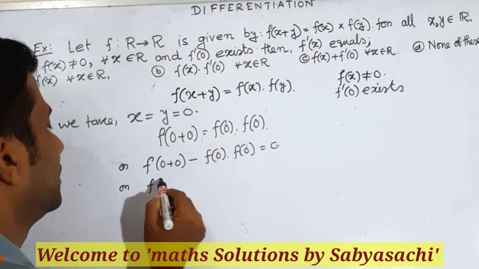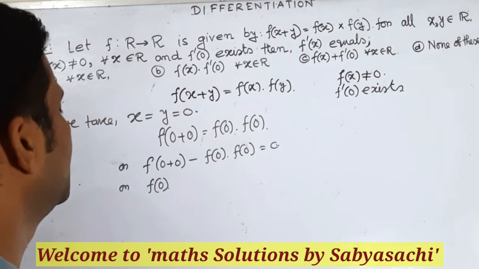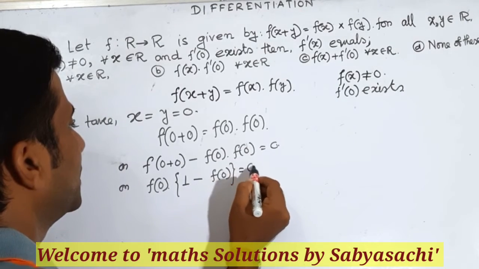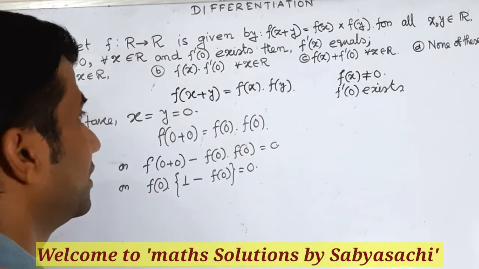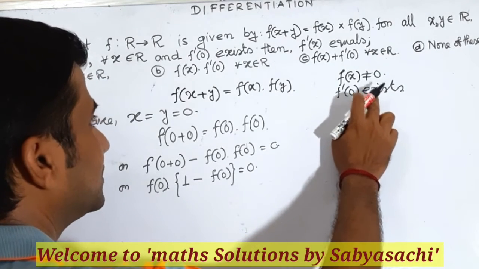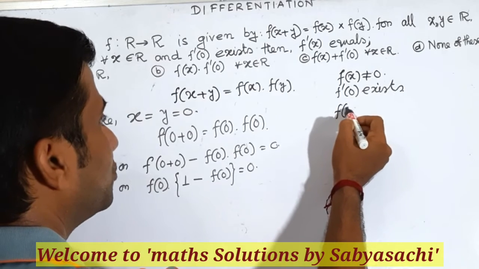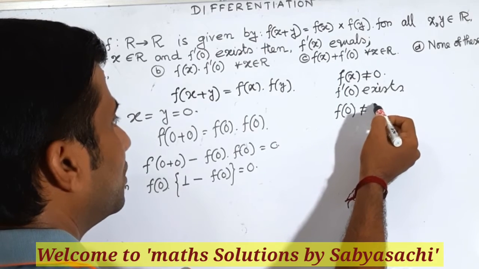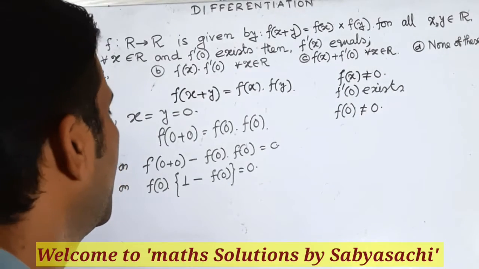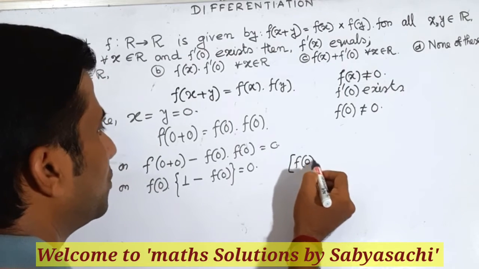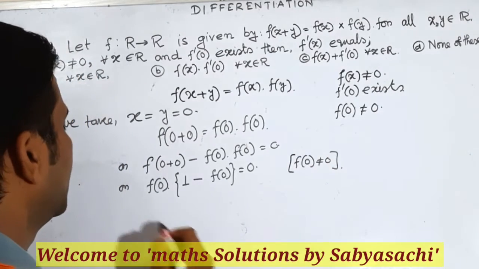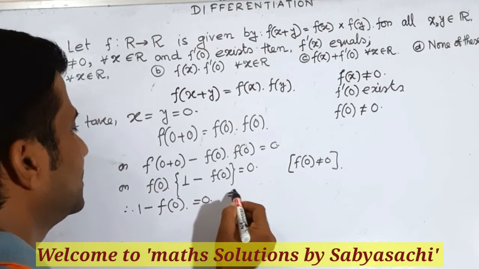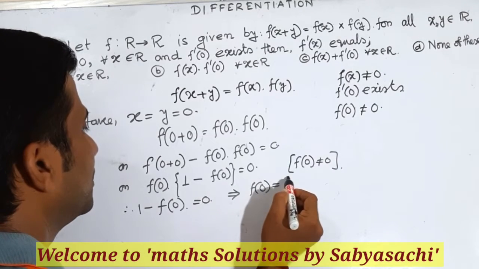f(0) minus f(0) into f(0) equals 0. Taking common f(0), we get f(0) into (1 minus f(0)). It is given that f'(0) exists, and putting x is equal to 0, it means that f(0) not equal to 0. Then we get f(0) into (1 minus f(0)) is equal to 0. This implies that f(0) is equal to 1.